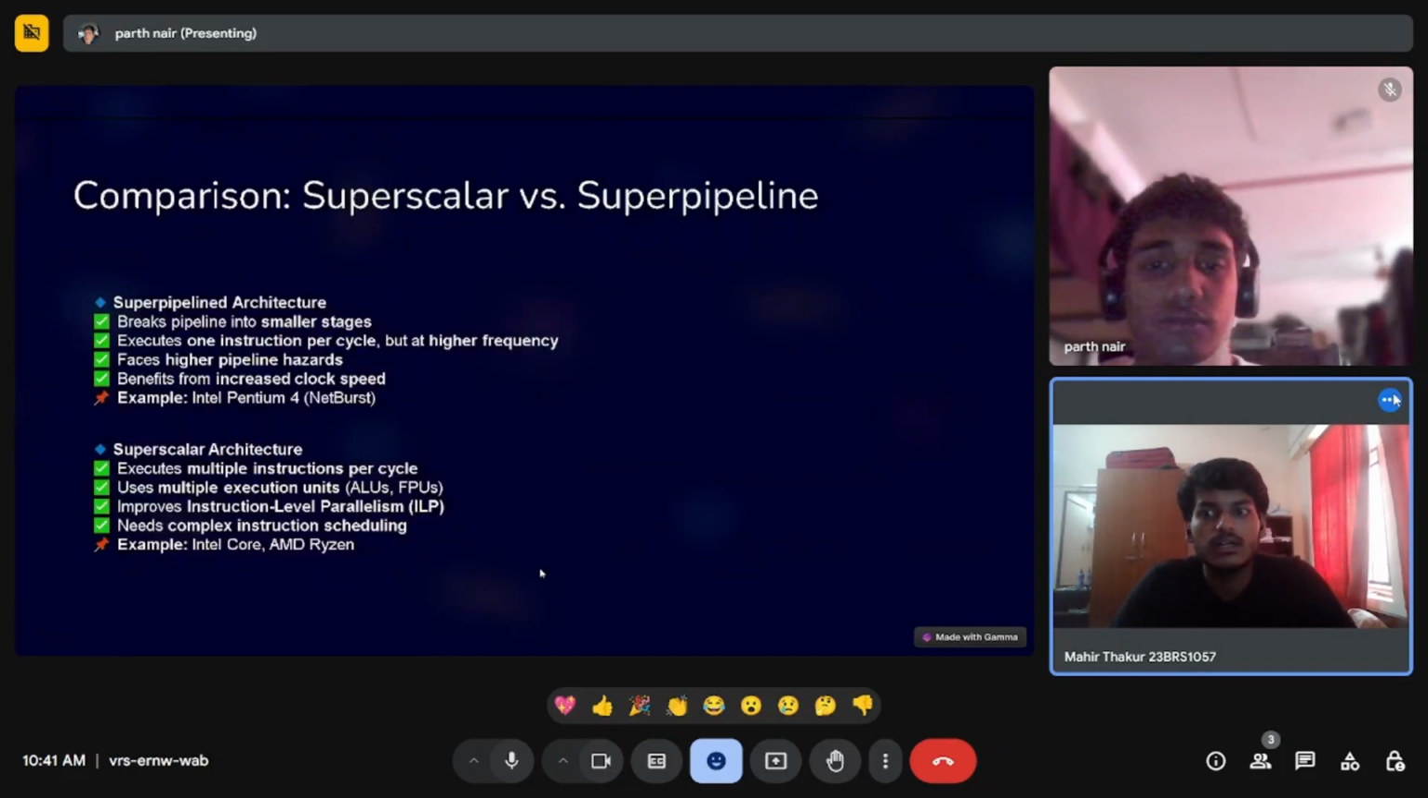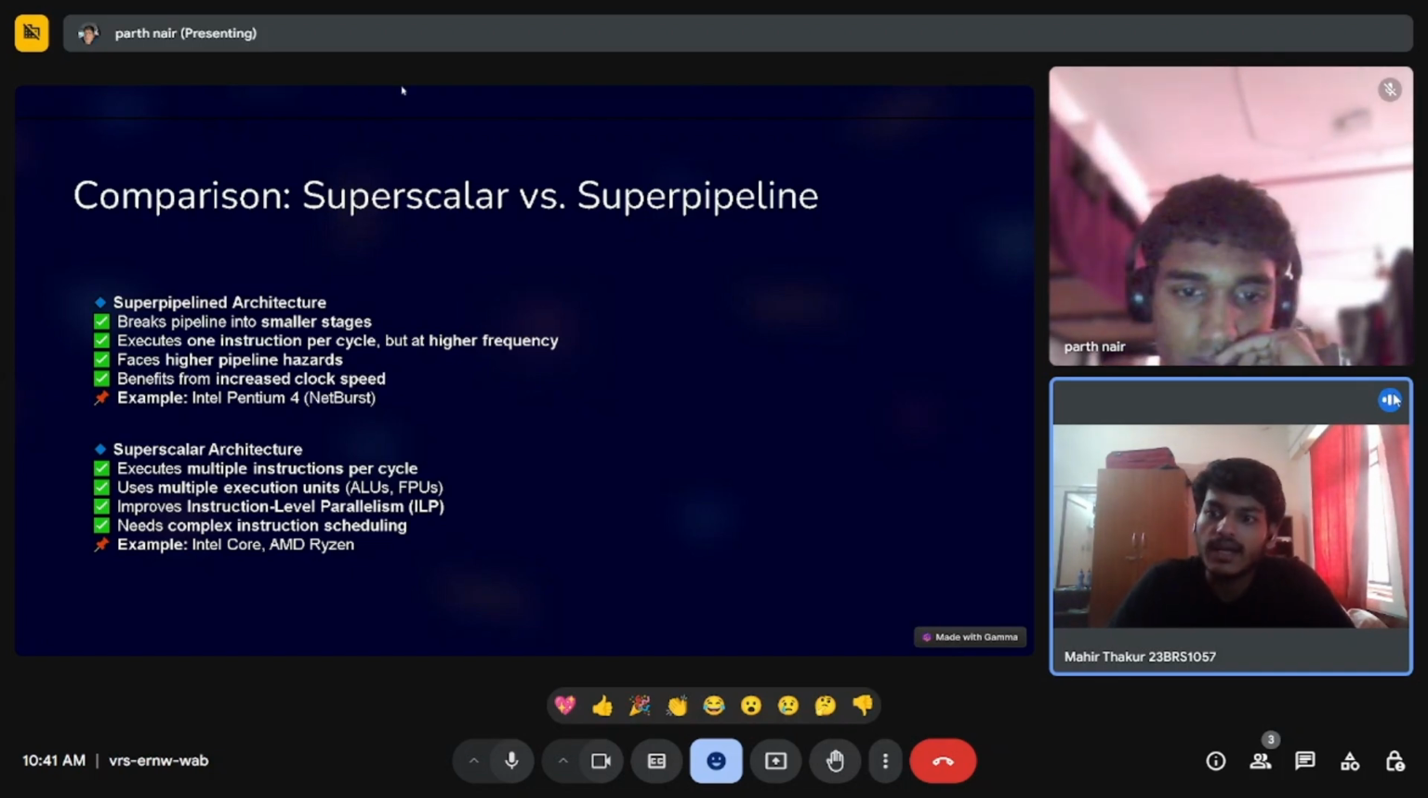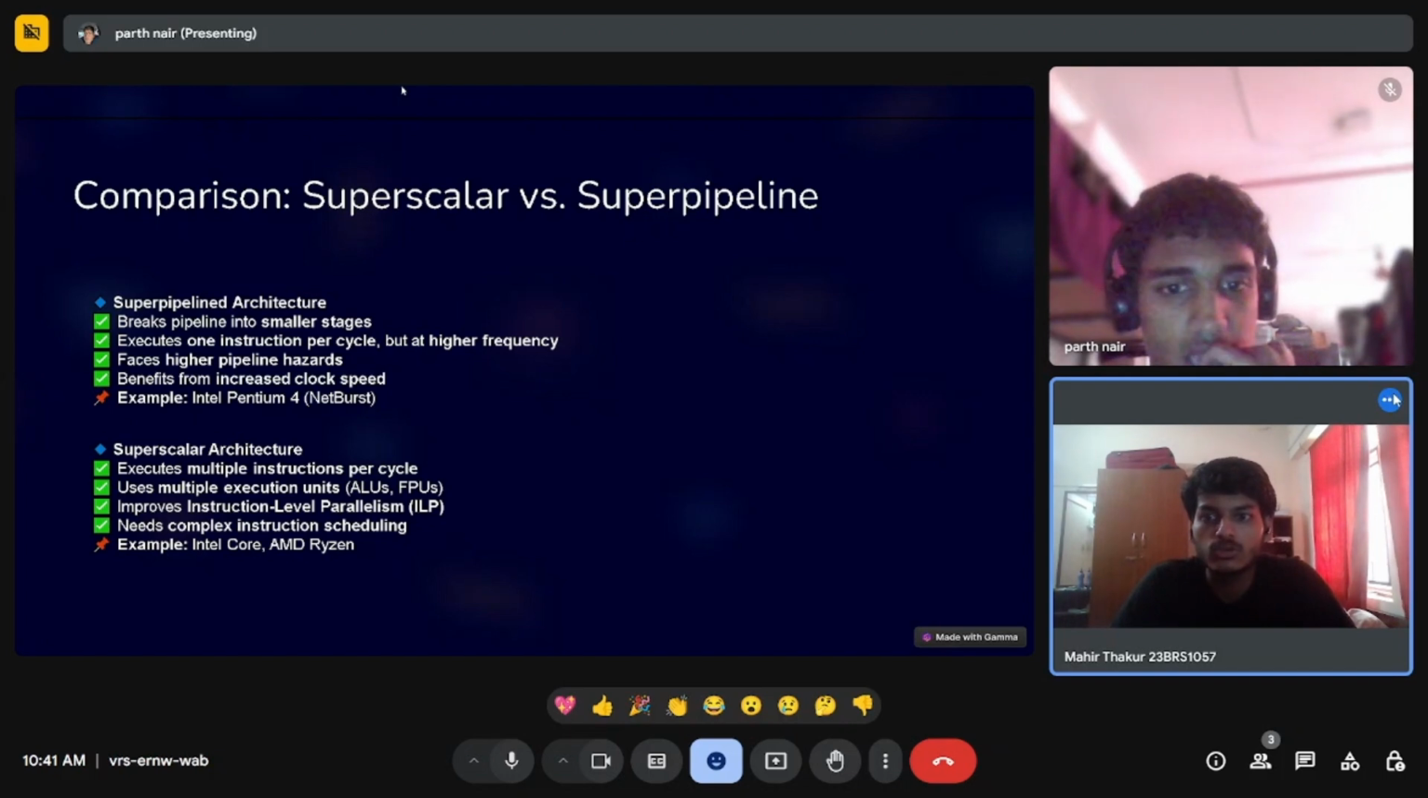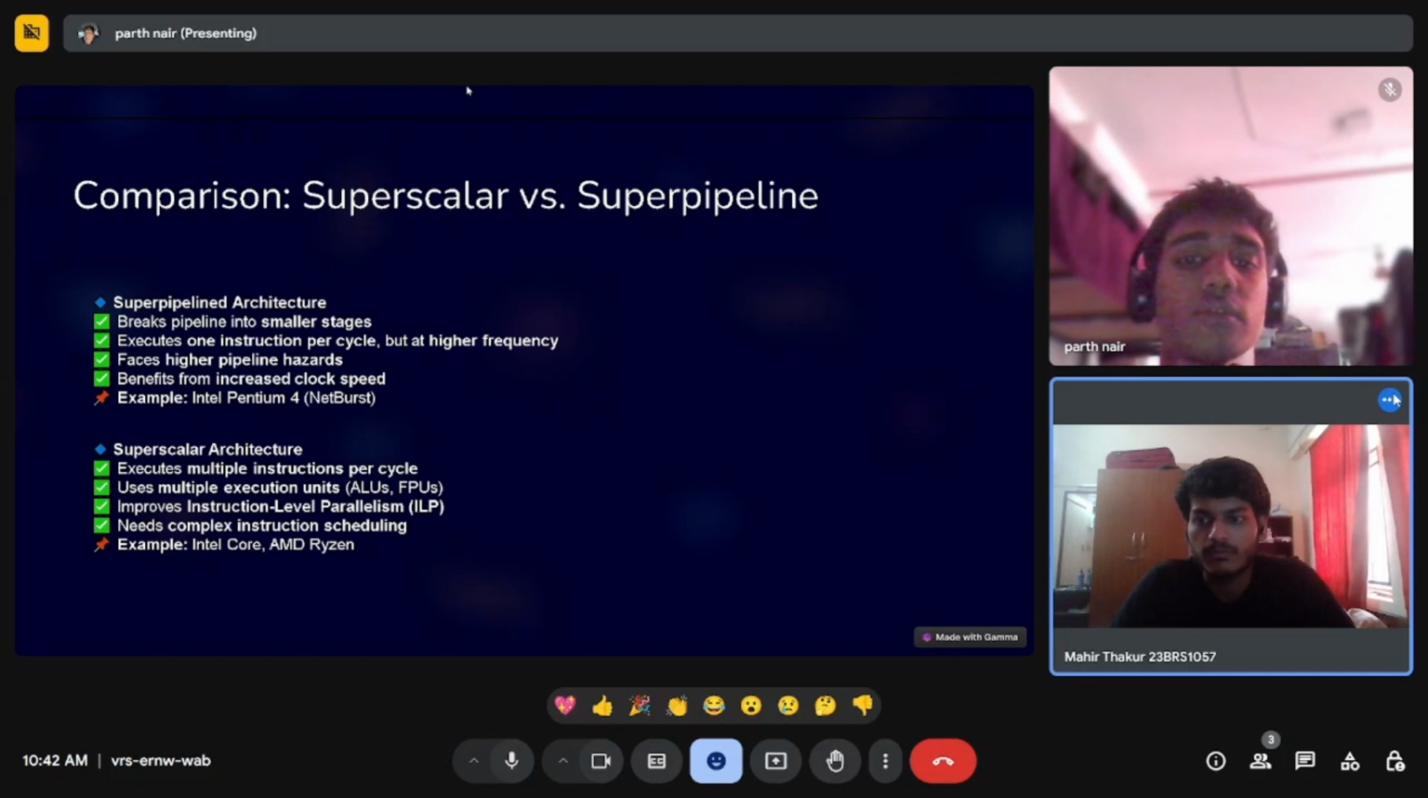So now we will understand in simple terms. Super pipeline architecture breaks the pipeline into smaller stages, executes one instruction per cycle but at a higher frequency. It faces higher pipeline hazards while it benefits from increased clock speed. An example of super pipeline architecture is the Intel Pentium 4.